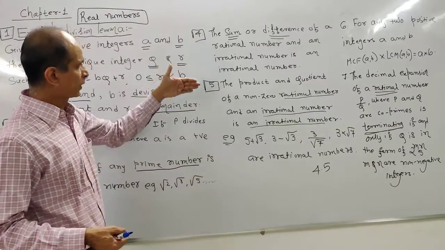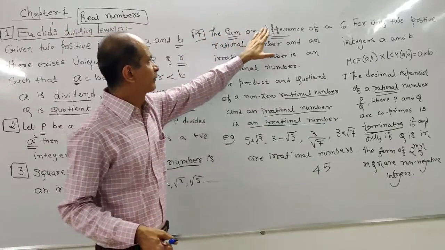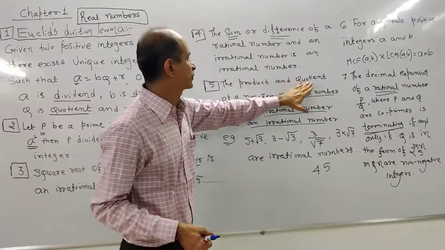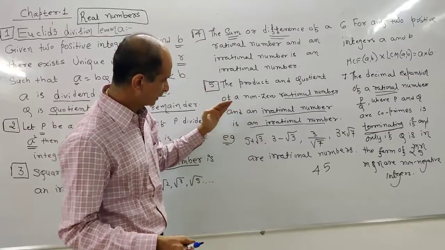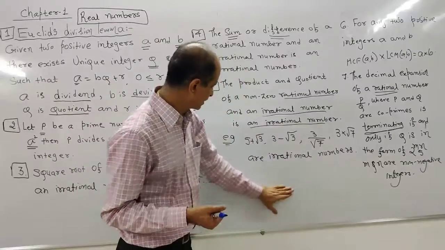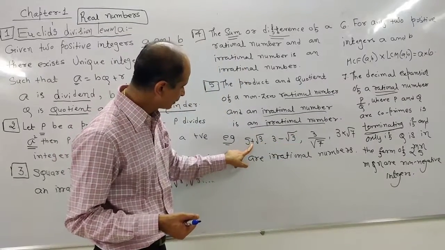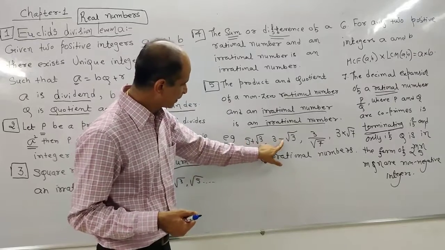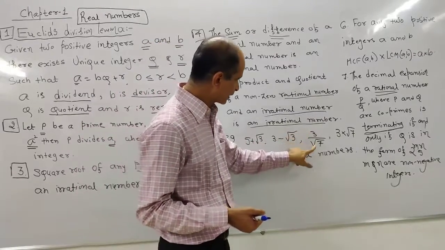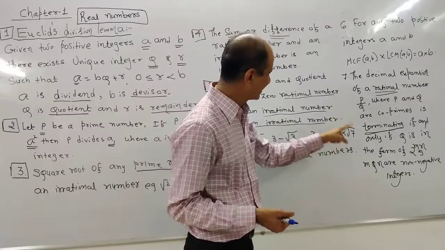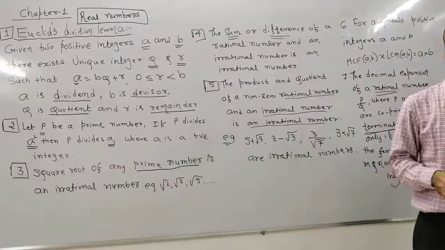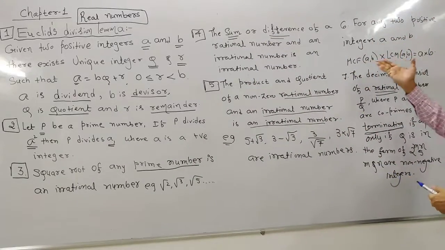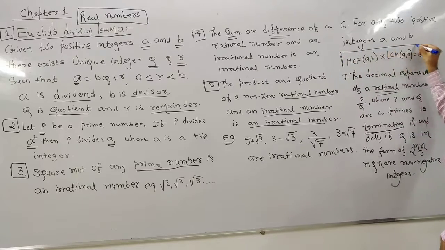In concept number 4 and 5, the sum, difference, product and quotient of a rational number and an irrational number, they are always irrational numbers. You can identify all these things with the help of this example. Addition of rational and irrational, difference of rational and irrational, quotient of rational and irrational, multiplication of rational and irrational, they are always irrational numbers. Similarly, concept number 6, that is about HCF and LCM. The important formula is HCF of A and B into LCM of A and B is equal to A into B.